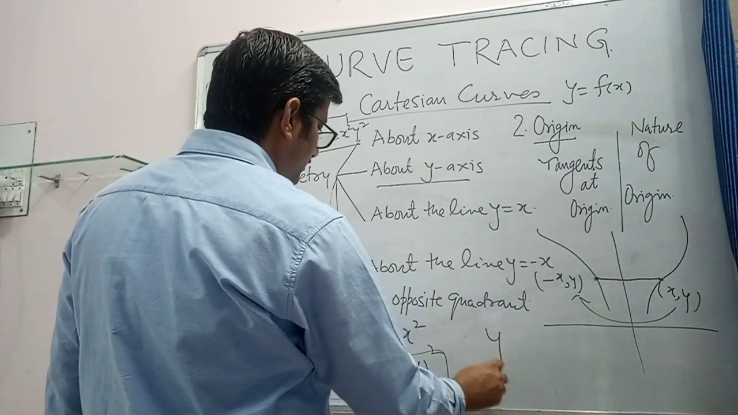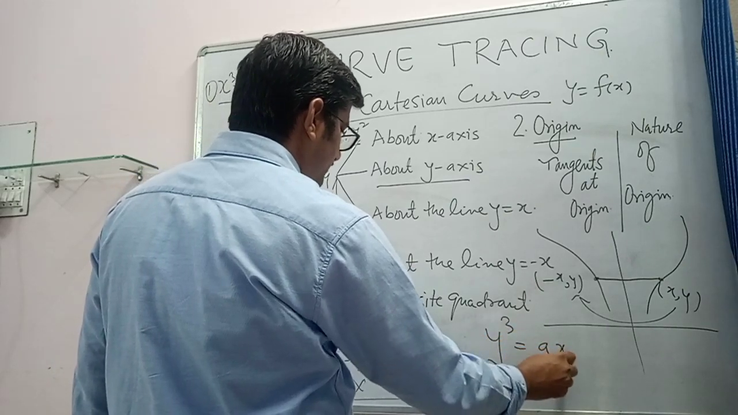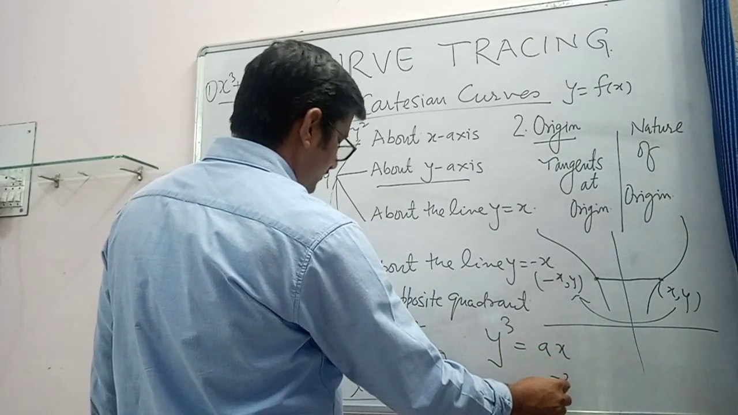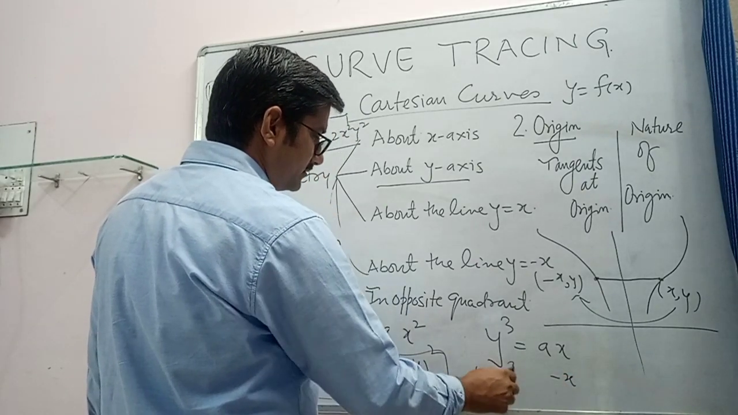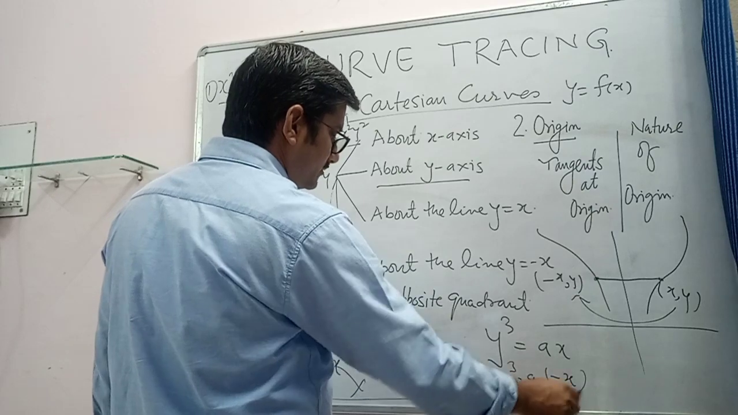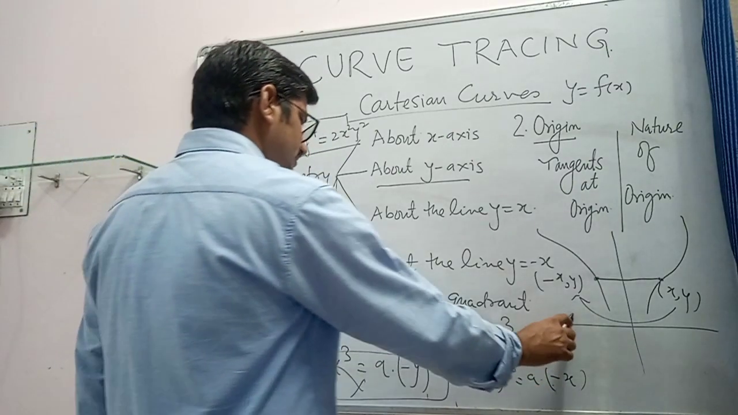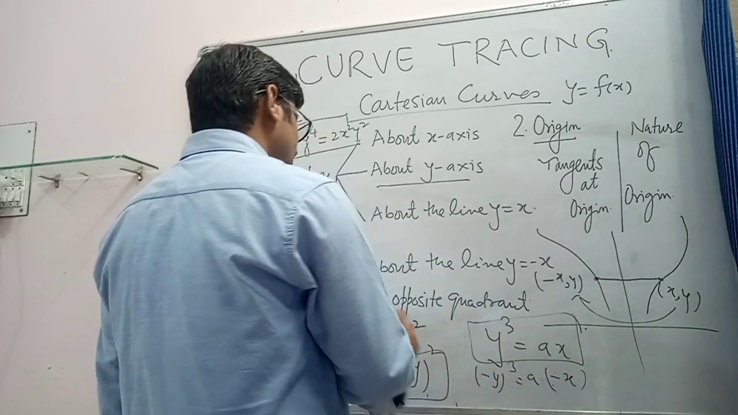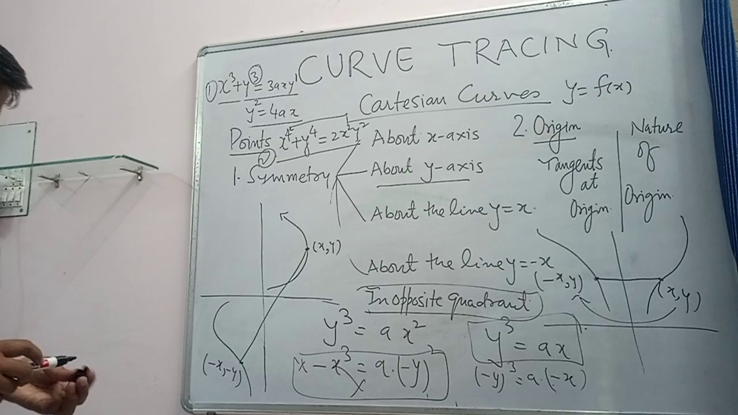For example, you have y cube is equal to ax. So you put x equal to minus x here and y equal to minus y. So the minus will cancel by this minus. So this curve does not change. It means it is symmetric in opposite quadrants. So we have discussed the symmetry.